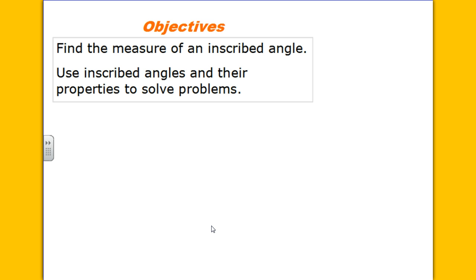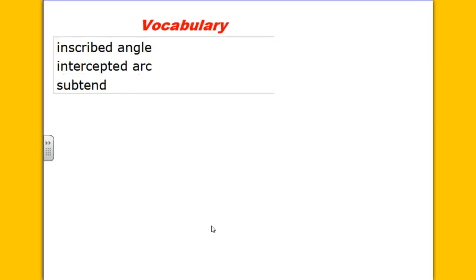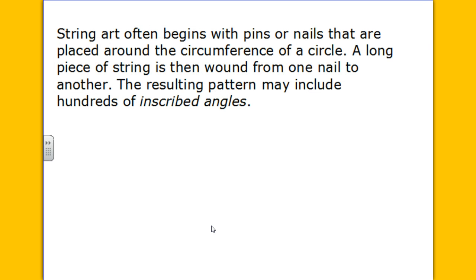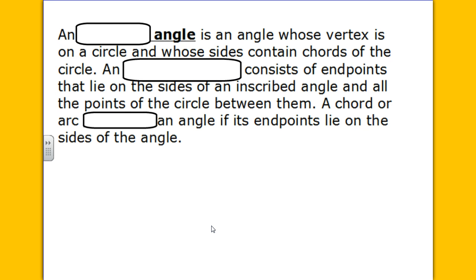Okay, today we're going to find the measures of inscribed angles, and we are going to use inscribed angles and their properties to solve problems. You haven't done this before, but it's related to what we know about arcs and central angles. So it's like the next step. We have an inscribed angle, intercepted arc, and subtend. I'm going to skip over the string art. String art could give us an application that you probably won't ever do, but let's just go here.